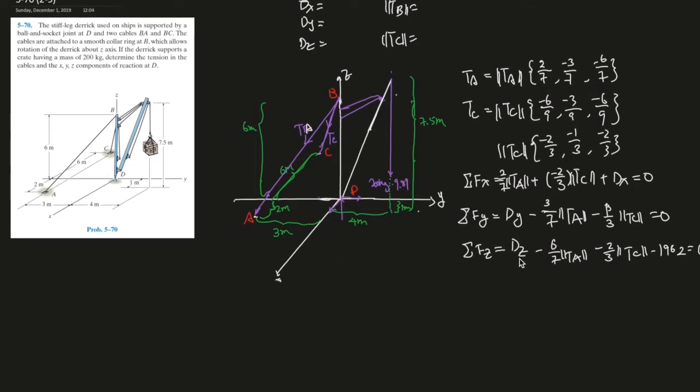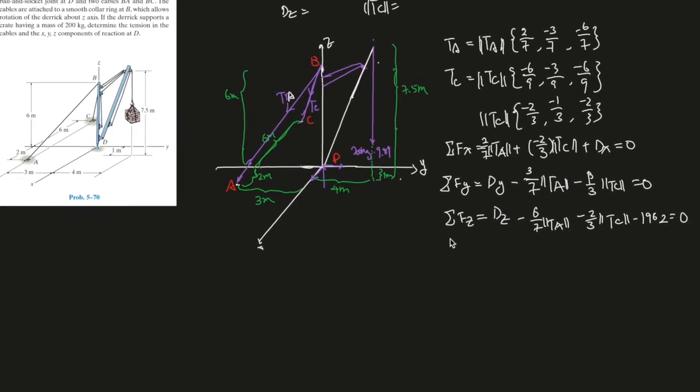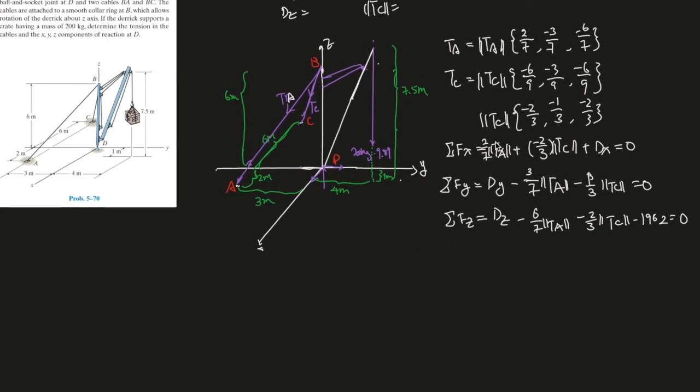So now we have the sum of the forces. There are too many unknowns in these equations. We can't really solve it. There are 3 equations with 1, 2, 3, 4, 5 unknowns, so it's impossible to solve with just these 3 equations. So we need to write more, right?